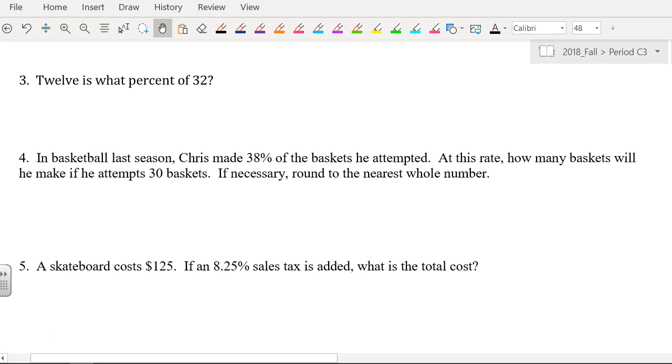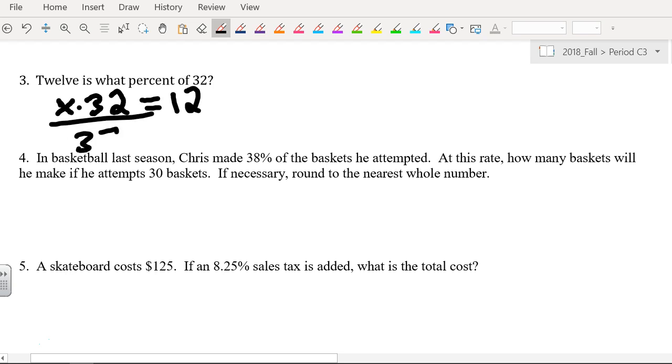Okay, come on down. Alright, 12 is what percent of 32? How'd you do it? I did x times 32 equals 12. Okay, hold on. So you're using the equation method? Yeah. So the percent times 32 is equal to 12. Yep, that is correct. 12 is what percent? 30. Yep, that is absolutely correct.